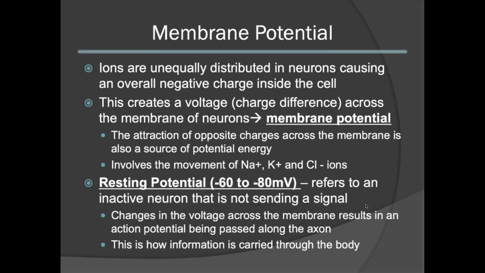The resting potential refers to an inactive neuron that is not sending a signal. Note that the typical resting potential of an inactive neuron is negative and sits between negative 60 to negative 80 millivolts. Changes in the voltage across the membrane will result in what is termed an action potential. This action potential will then be passed along the axon. This is how neurons carry information throughout the body.